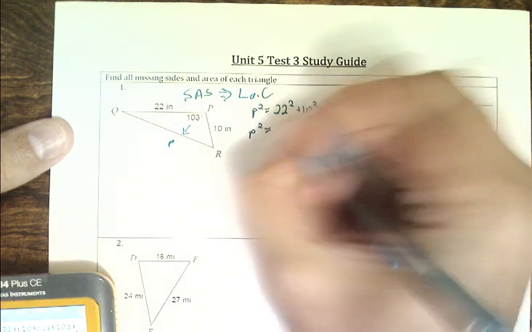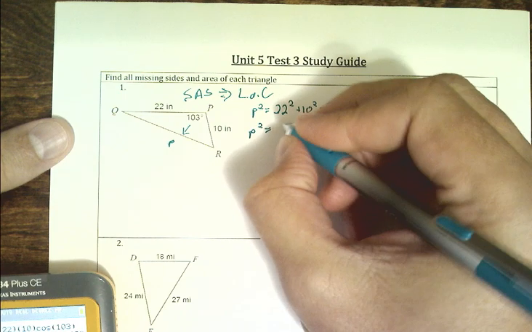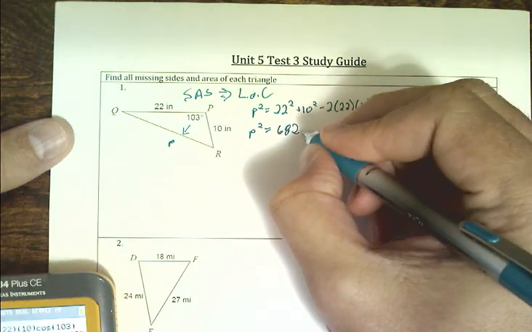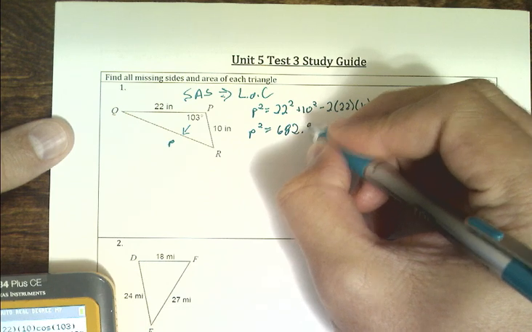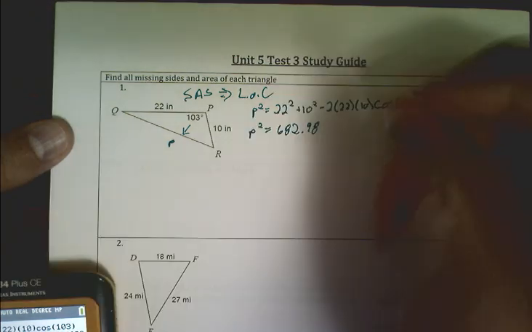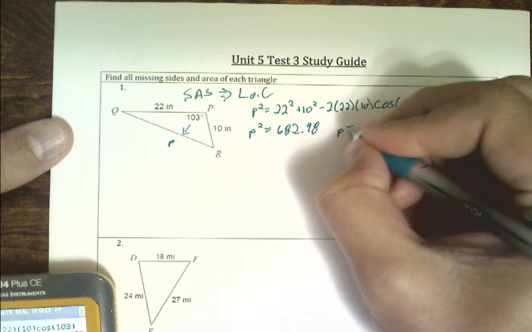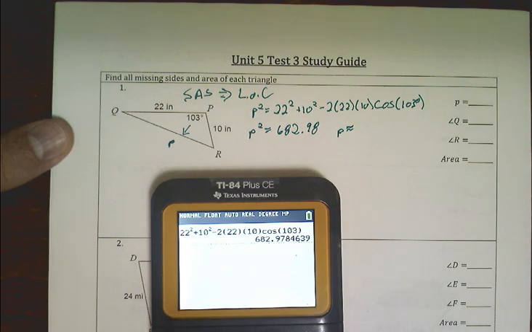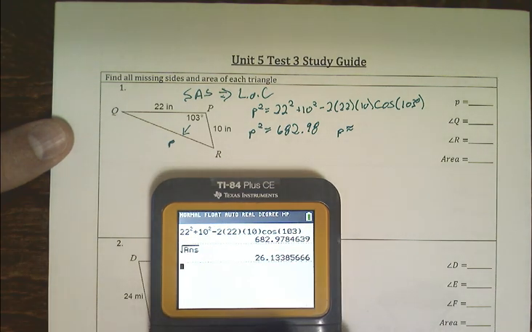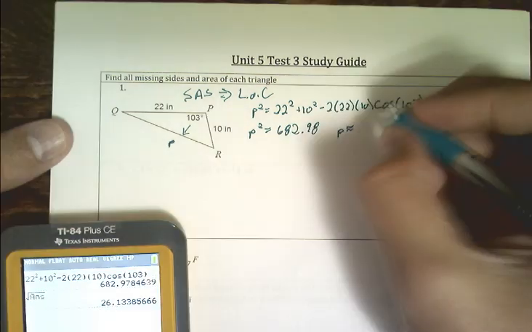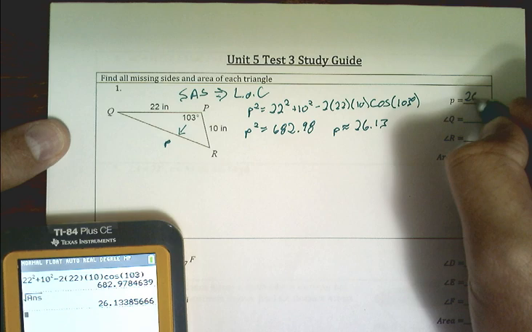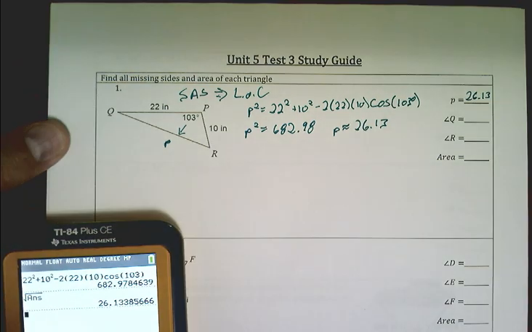p squared is equal to 682.98. And so that means that p is going to equal about the square root of that. So we will type in the square root of what we just did and get 26.13. So p is about 26.13.